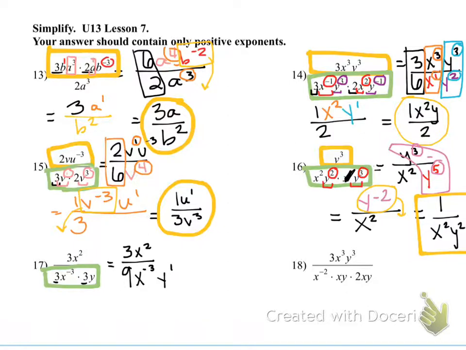All right, so now we can go ahead and use our quotient rule to finish this problem. So let's start with 3 divided by 9. Well, that gets us 1/3. So I've got 1 over 3.